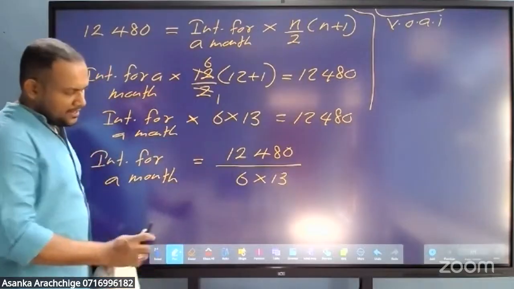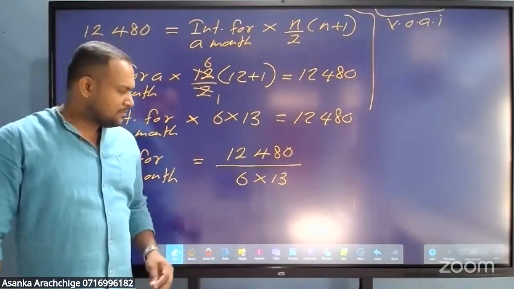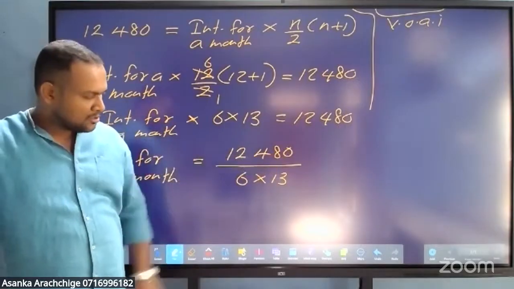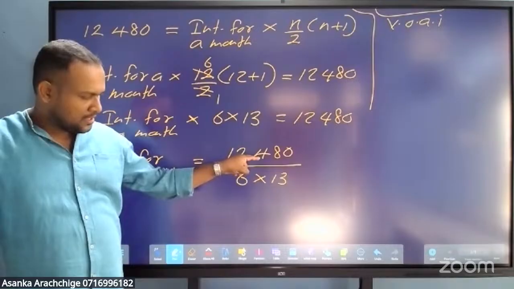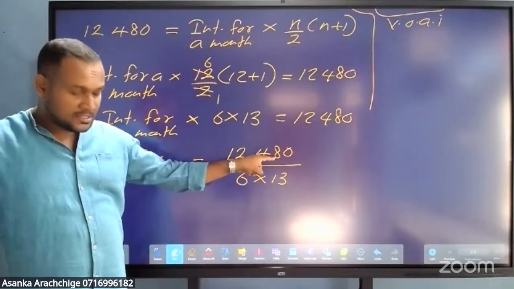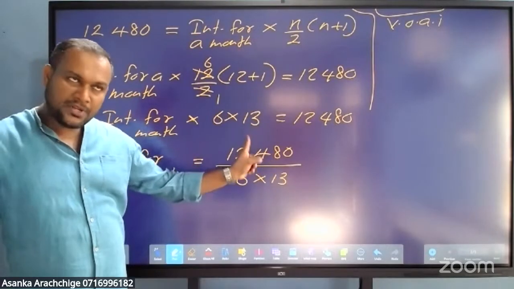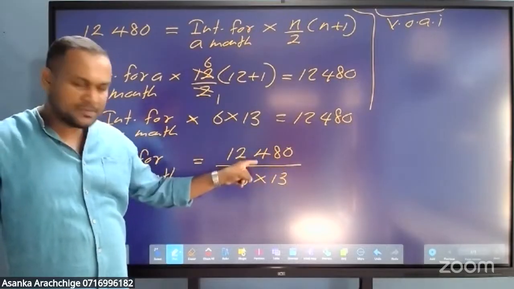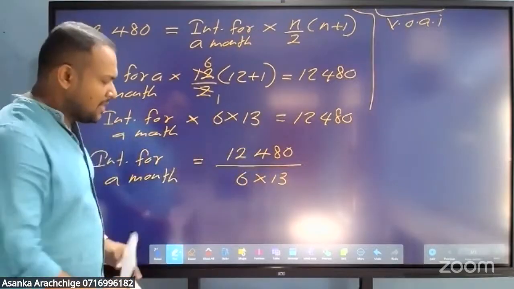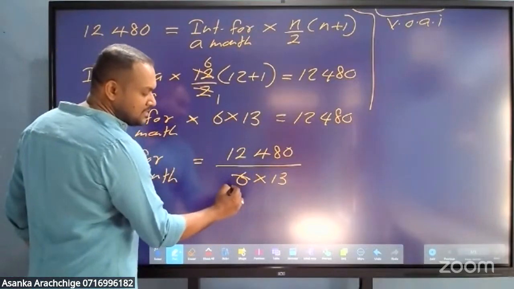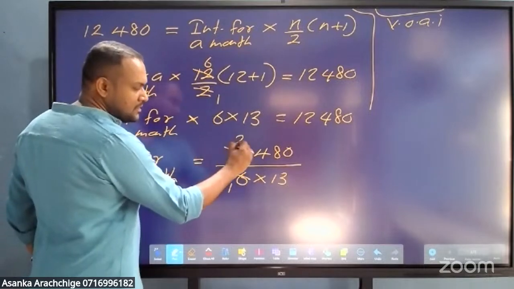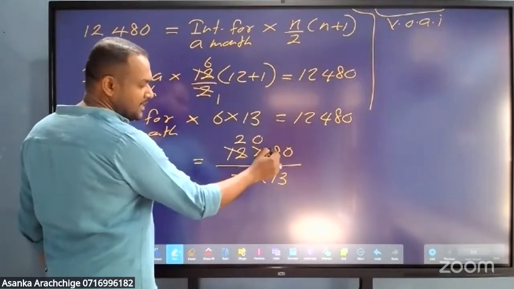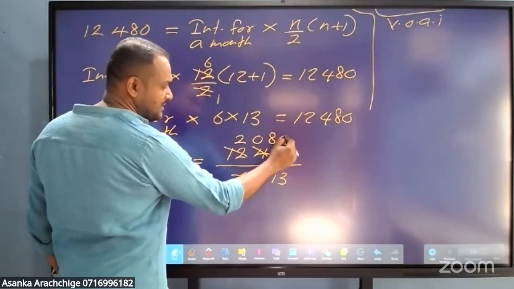This numerator is definitely divisible by 6 because this number is divisible by both 2 and 3. 1 plus 2, 3, 3, 4, 7, 7, 8, 15. 15 means 1 plus 5, 6. The digital root is 6, therefore divisible by 3 and 2. Therefore definitely divisible by 6. 6 times 1, 6 times 2, 12. 6 times 0, then 6 times 8, 48 and 0.